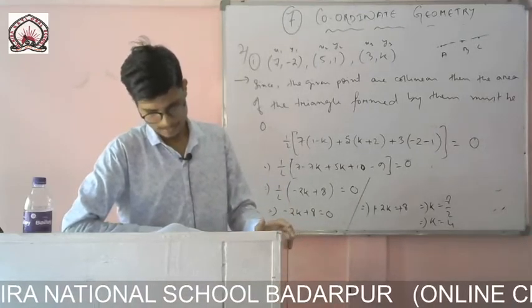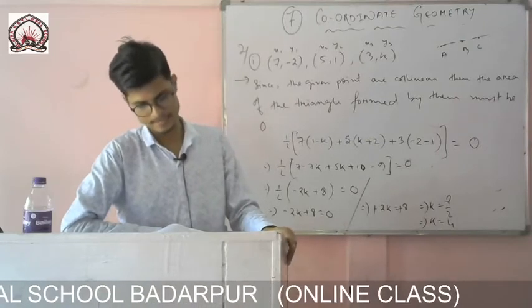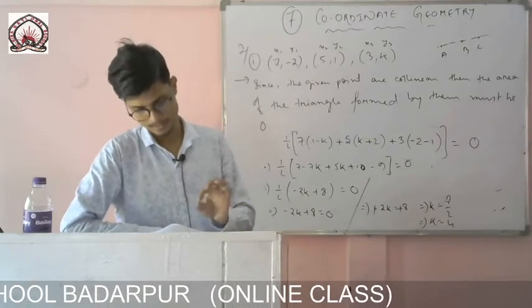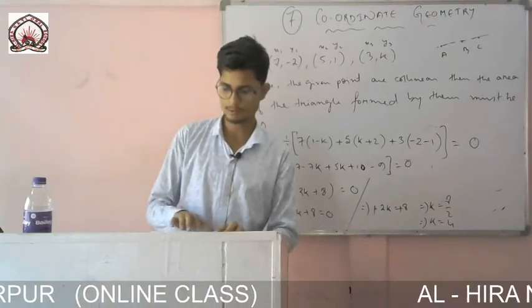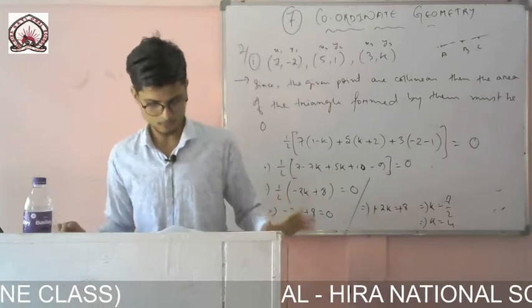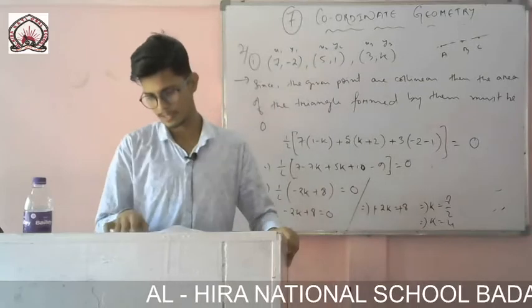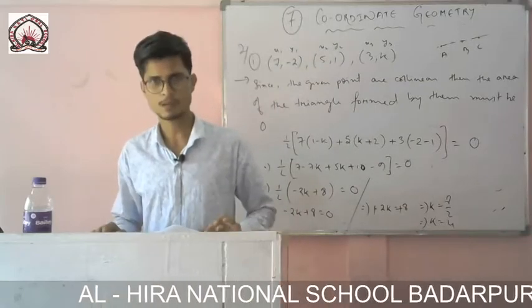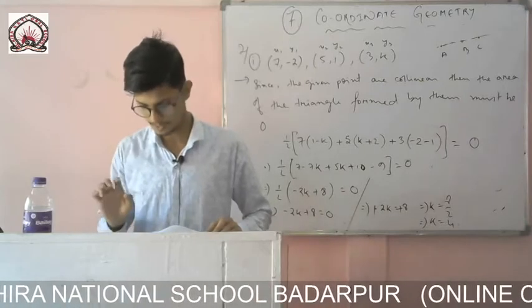Okay, so now you see question number 14, example number 14. Here it is given, find the value of k if the points A, B, C are collinear. The same thing. The same way you see here, it is solved very nicely. Since the given points are collinear, the area of the triangle formed by them must be 0. Then they use the formula. I am talking about example number 14. You see, same as the one we have done just now.